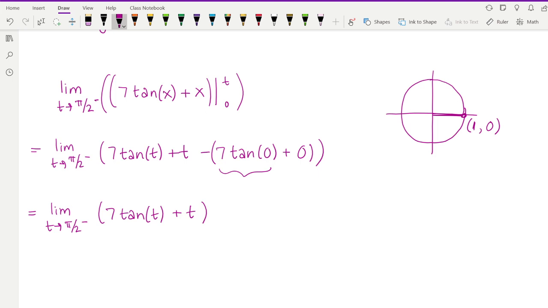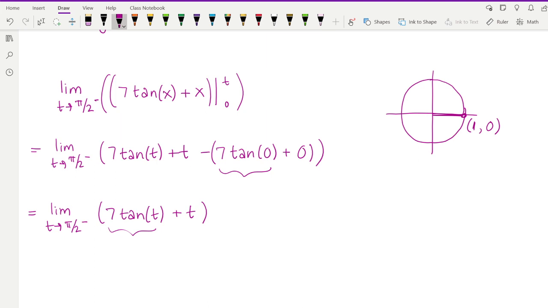Okay, so there's a couple of ways to figure out what the limit as t approaches pi over 2 from the left of 7 tangent of t plus t is. The plus t part isn't really going to affect much, right? The limit as t approaches pi over 2 of t is pi over 2. So we want to focus on this and figure out whether this converges or diverges. If this is infinity or negative infinity, then we don't need to worry about this plus t. We can just say, okay, it diverges.